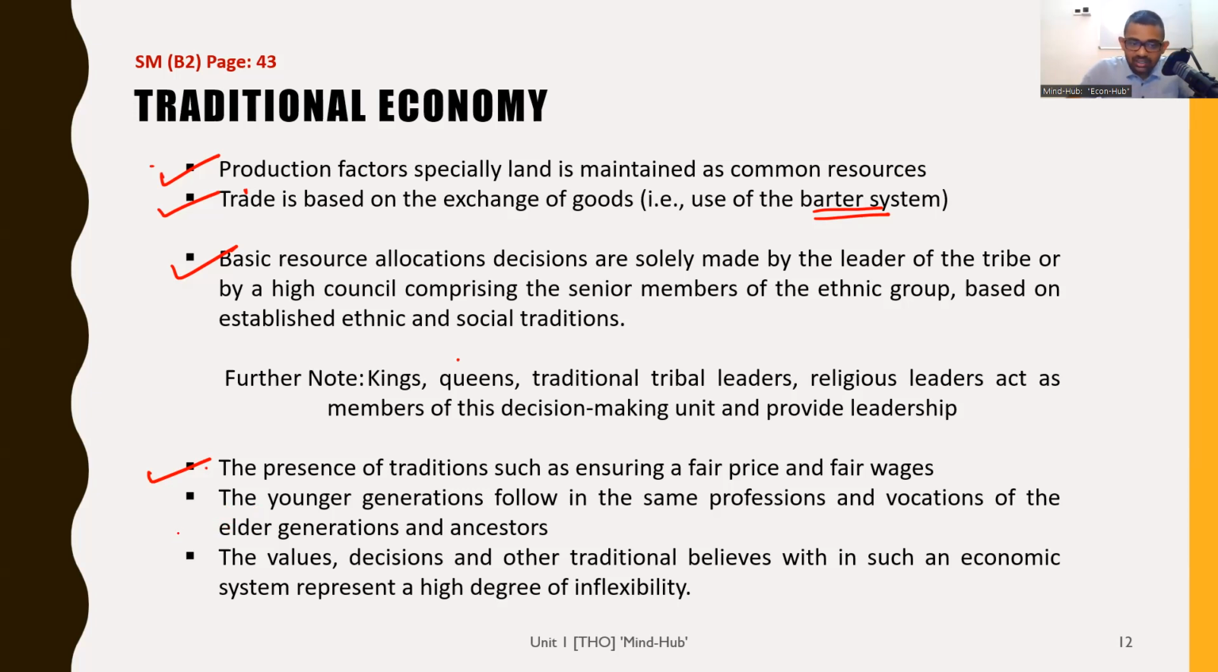In a traditional system, the young generations follow the same professions and vocations as the elder generations and ancestors. That's how they maintain the tradition. If your father was a farmer, most probably you will become a farmer. If your father was a hunter-gatherer, then hunter-gatherer. Then carpenter, carpenter, likewise. Or if he had a different skill, then that skill is what you will take forward. That's how the knowledge is passed on. The traditions are passed on.